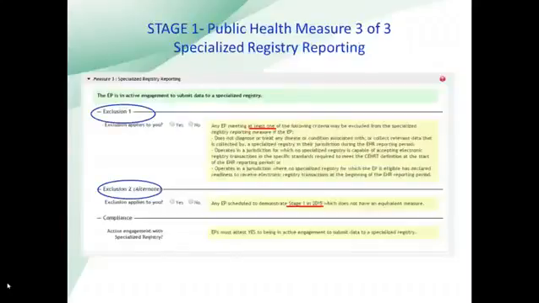Measure 3 of 3, specialized registry reporting. The EP is in active engagement to submit data to a specialized registry. There are 2 exclusion opportunities. If you meet at least 1 of the 3 criteria in the first exclusion, you may take it by checking yes. There's an alternative exclusion: if you are going to attest for Stage 1 in 2015 and it does not have an equivalent measure, you may take the exclusion here.